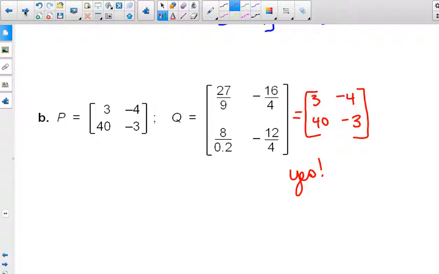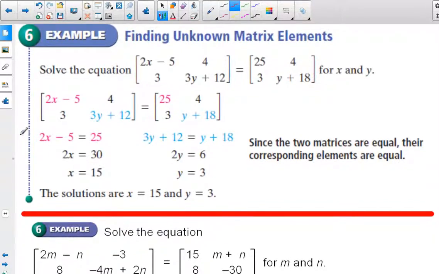Finally, example 6, finding the unknown matrix elements. Okay, so I want to draw your attention to the textbook example before we do this other one. The ones that you have for your homework and your assignment are primarily like this one, okay? So I don't want you to panic where you are looking for the values of two different variables, but they are not part of the same equation.